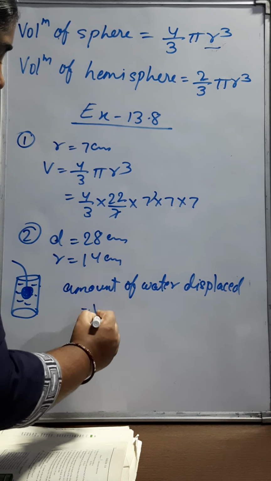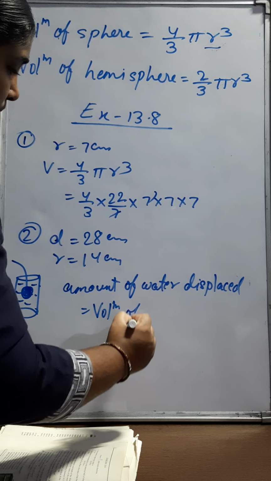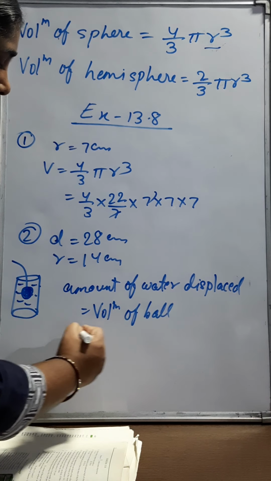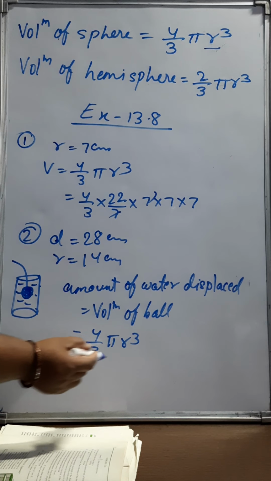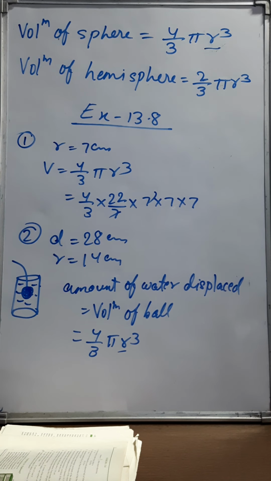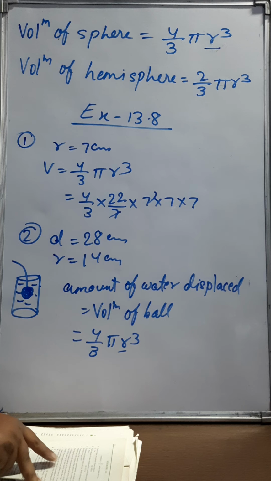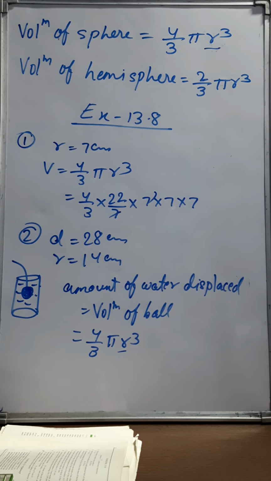So directly we can calculate: amount of water displaced is equal to volume of ball, and volume of ball can be calculated by 4 by 3 pi r cube, and at the place of r we can put 14. So similarly, question number 2 also you can solve. So let us start with question number 3.